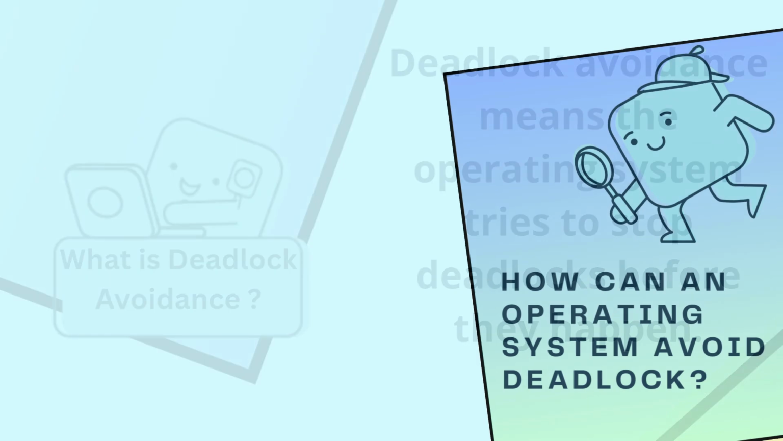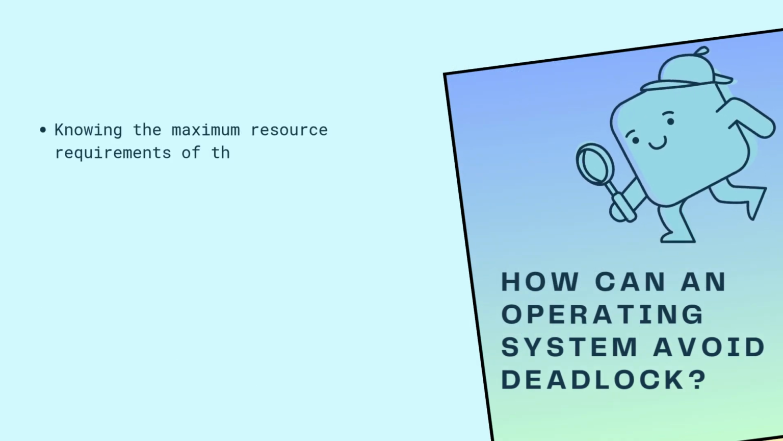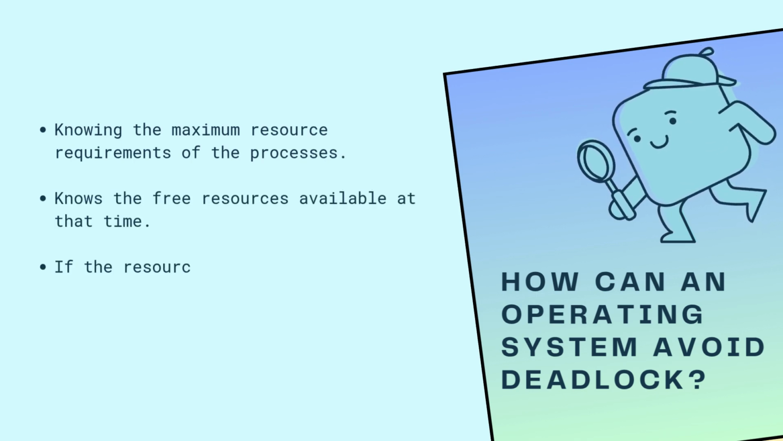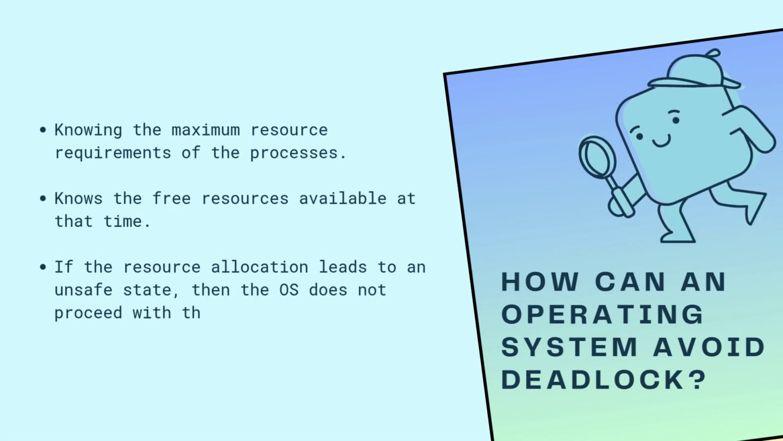Next, how can an OS avoid the deadlock? Here is how the OS avoids it: by knowing the maximum resources that are needed. The OS also knows the free resources at that time, and before allowing any process, our CPU will check first whether it is safe or not to proceed.